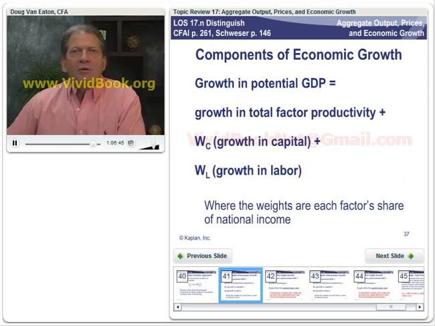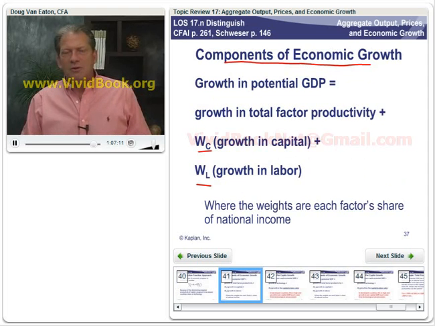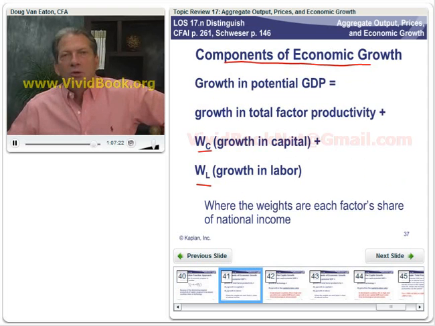So now we can break this down into our components of economic growth. The weight in capital and the weight in labor is their factor shares of the output. Right? If in a simple economy we define it as just two inputs, capital and labor, well, capital gets paid some of the output, and labor gets paid the rest of the output. So those are the weights, the percentage of national income that capital and labor are getting.